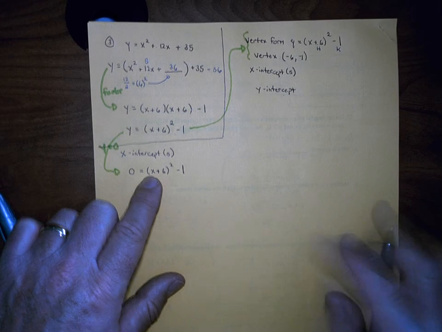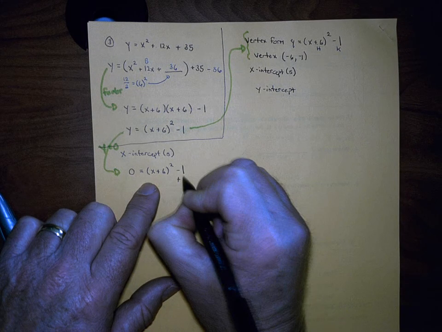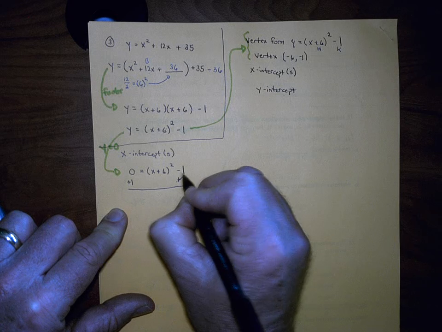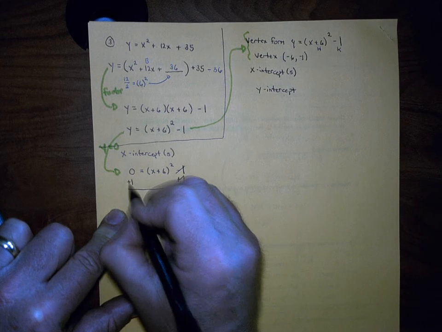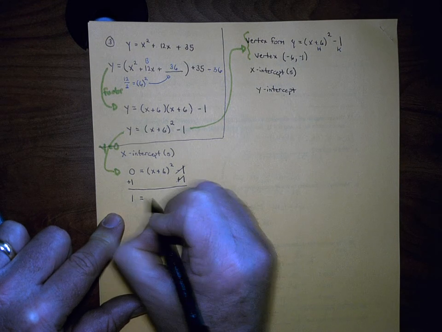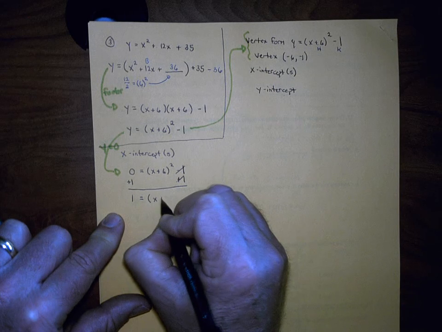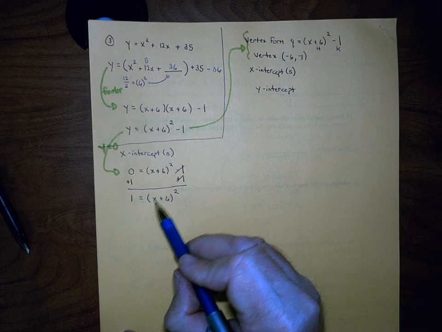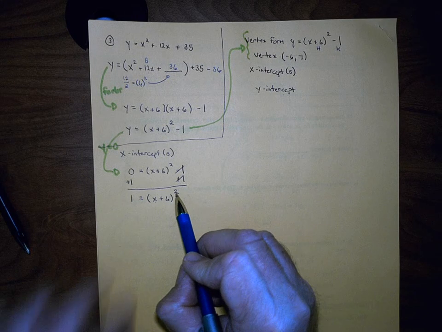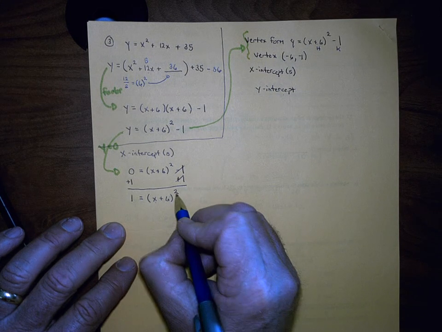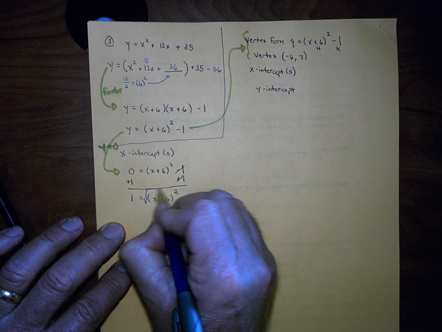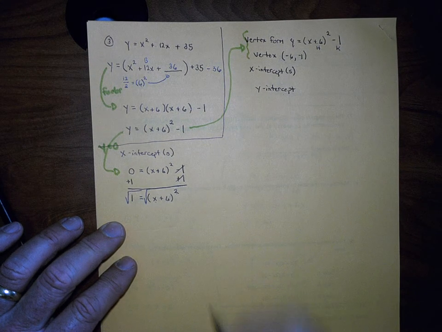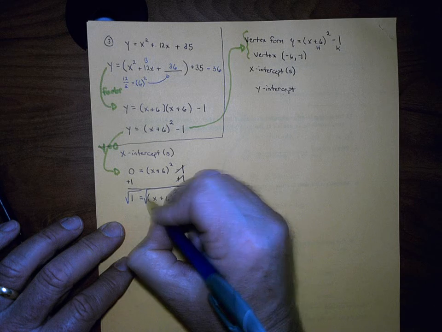So I'm going to add 1 to both sides of the equation. After the 1's cancel out, my new equation becomes 0 plus 1, so that's 1 is equal to quantity x plus 6 to the second power. Then my next step is, remember, I'm trying to isolate the x. I need to get rid of that power of 2. So to do that, I do the opposite math operation of the power of 2, which is the square root. So I'm going to take the square root of both sides of the equation. That power of 2 would cancel out that square root.